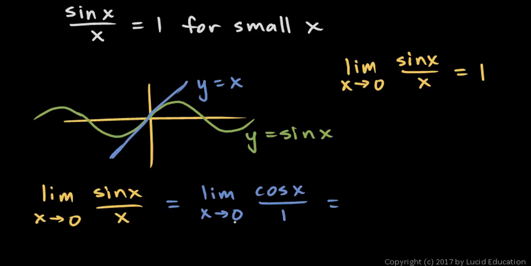And this can be evaluated with a substitution. Put in 0 for x, and cosine of 0 is 1. And we just have 1 over 1, which is 1. And that's it. The small angle theorem has been demonstrated or proven with L'Hopital's rule.